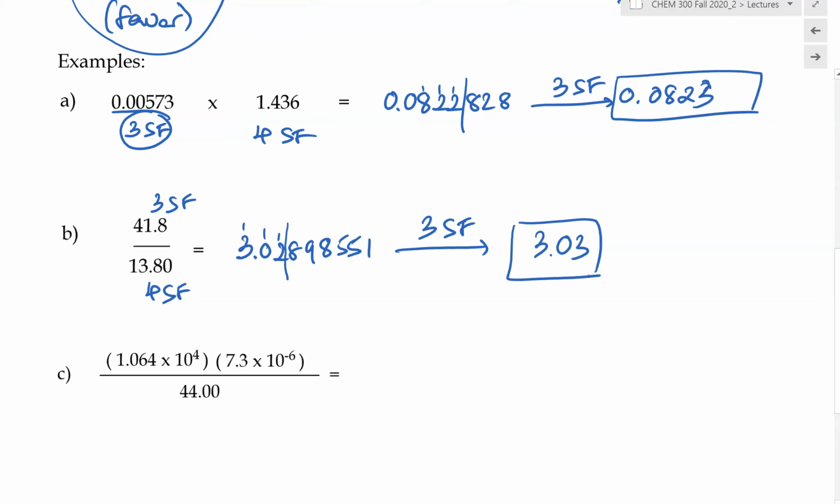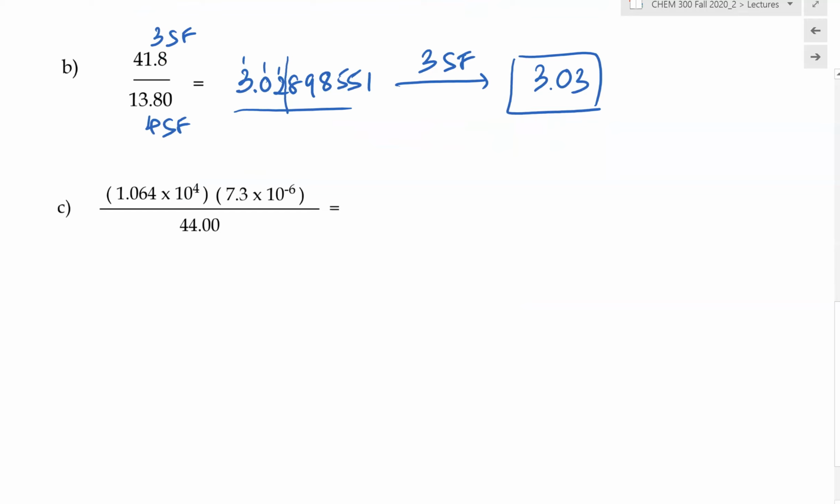Now, if we had more values than that, let's say 5, 6, or 7 values multiplied and divided by each other, then again, we apply the same rule and find which value has the fewest significant figures. Perform all the math together involving all of those numbers to obtain the calculated answer, and then round that to the value with the fewest significant figures.